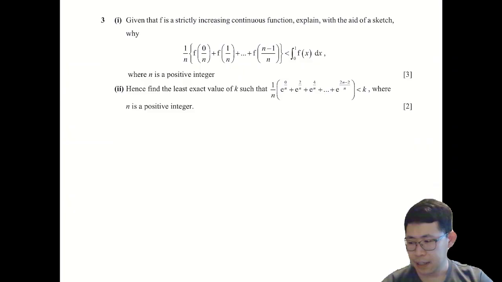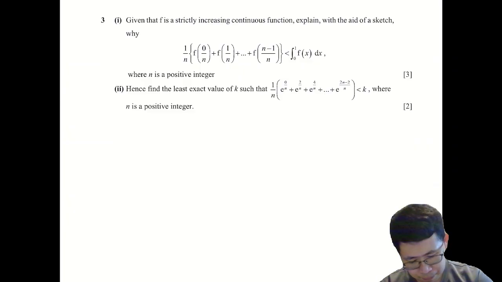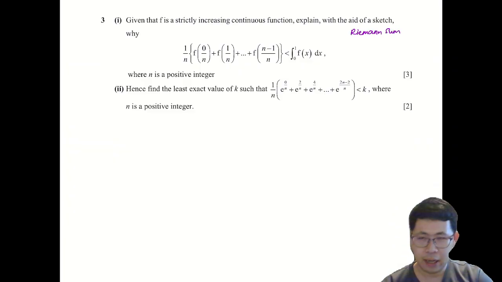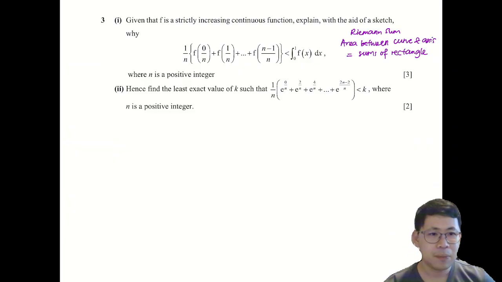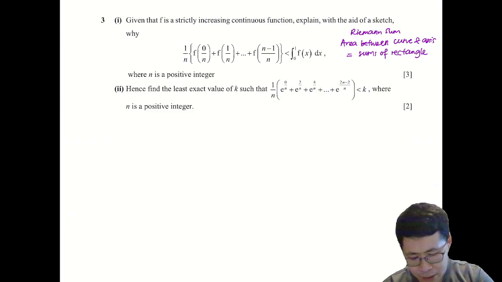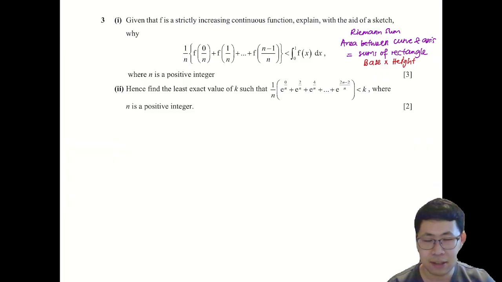So question 3 over here would be a question on Riemann sum. The idea for Riemann sum is that this would be the origin story of our area under graph, or area between the graph and the axis. Riemann sum actually means the area between your curve and axis is just sums of rectangles. In essence, how do you get the area of a rectangle? It would be your base times your height, or base times length, whichever you see in this question.